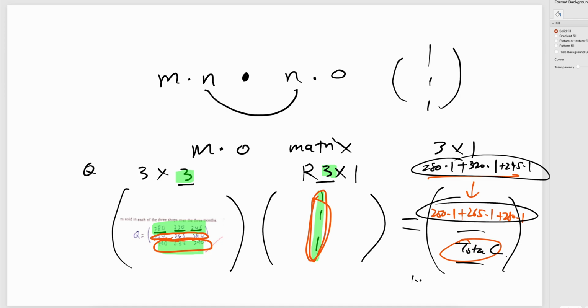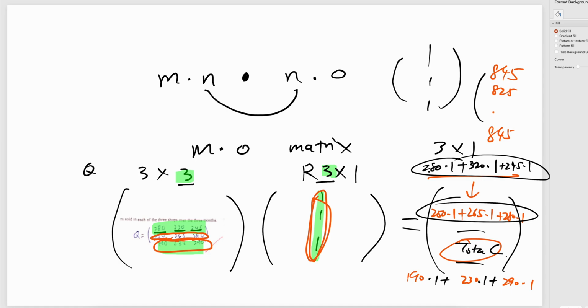So this is 190 times 1 plus. You're trying to find the total bottles in A, the total in B, and the total in C. So what's the first one? 280 plus 320 plus 245. It's 845. First one is 845. Next one: this is 190, this is 230, this is 290. 825.